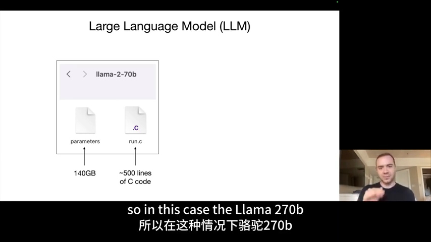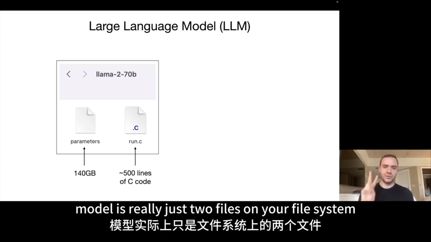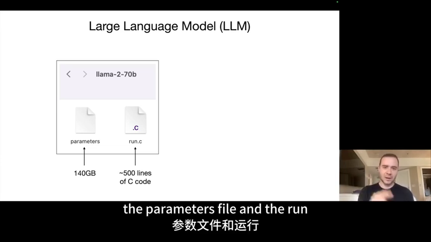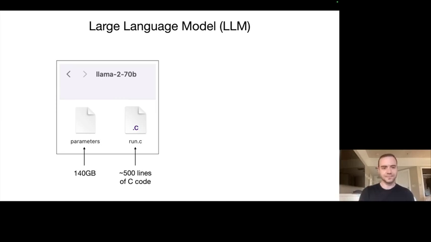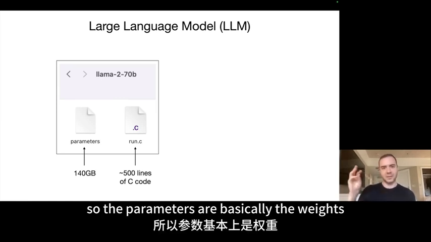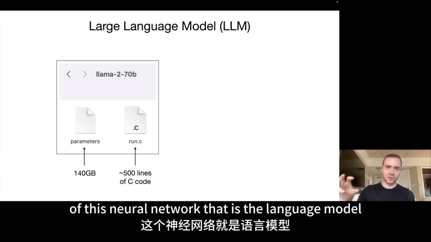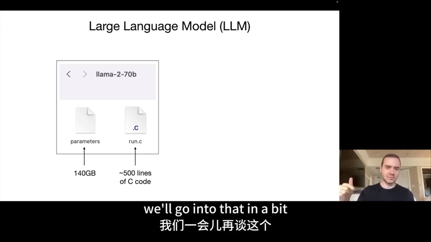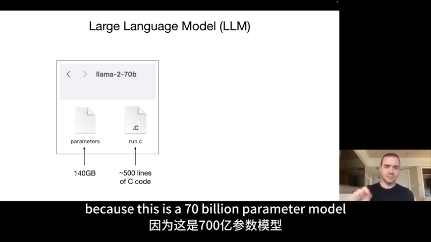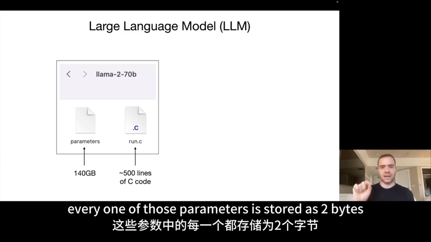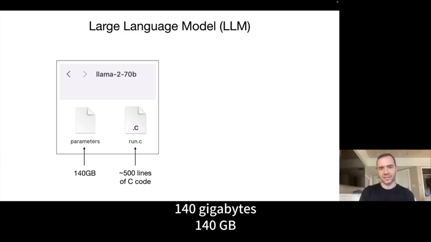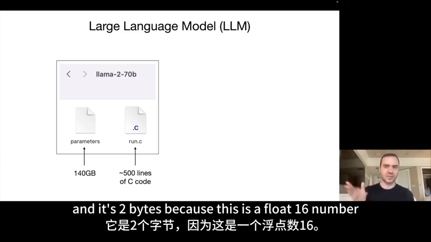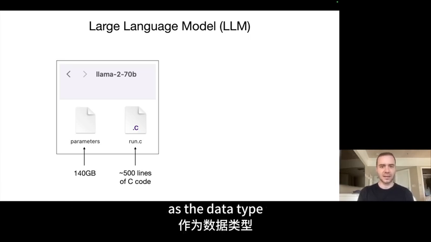So in this case, the Llama 2 70B model is really just two files on your file system: the parameters file and the run file, some kind of a code that runs those parameters. So the parameters are basically the weights or the parameters of this neural network that is the language model. We'll go into that in a bit. Because this is a 70 billion parameter model, every one of those parameters is stored as 2 bytes, and so therefore the parameters file here is 140 gigabytes. And it's 2 bytes because this is a float16 number as the data type.